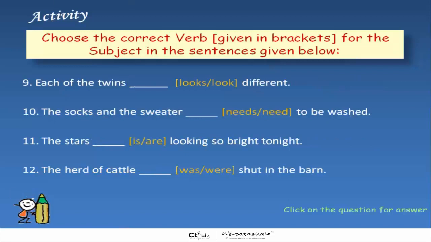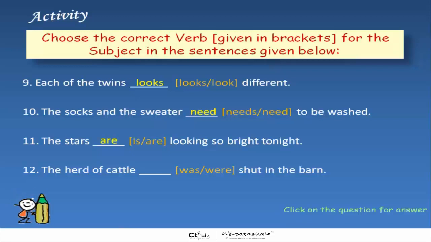Each of the twins look or looks different. Each of the twins looks different. The socks and the sweater dash needs or need to be washed. The socks and the sweater need to be washed. The stars dash is or are looking so bright tonight. The stars are looking so bright tonight.